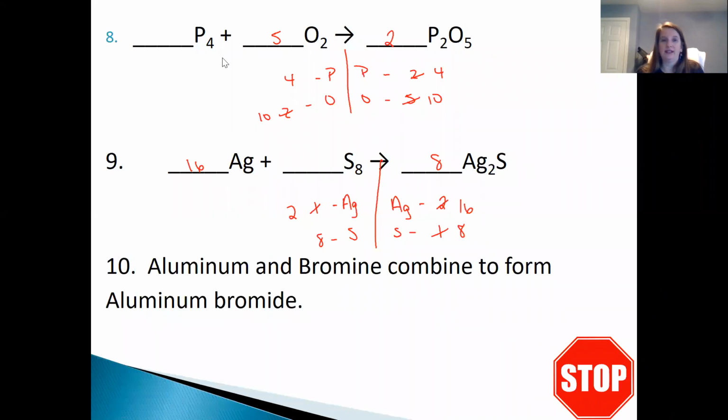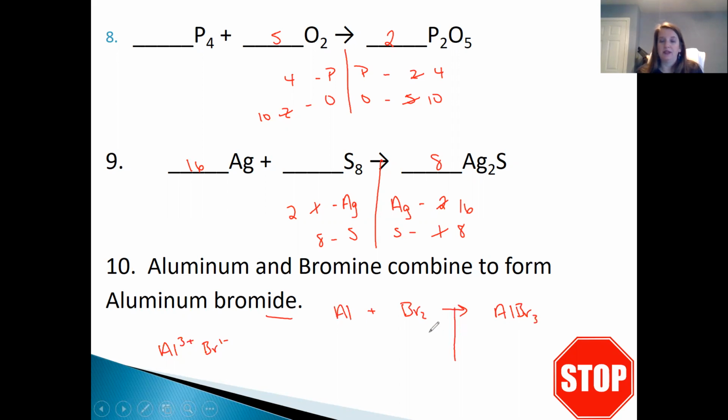So let's take a look at this last example, 10. I have aluminum, that's just aluminum, plus bromine. Remember, bromine is diatomic, so that's going to be Br2. Combined to form, so that's my arrow, aluminum bromide. This is an ionic compound because it's aluminum, a metal, and a nonmetal. Aluminum has a charge of +3. Bromine has a charge of -1. So that's AlBr3.